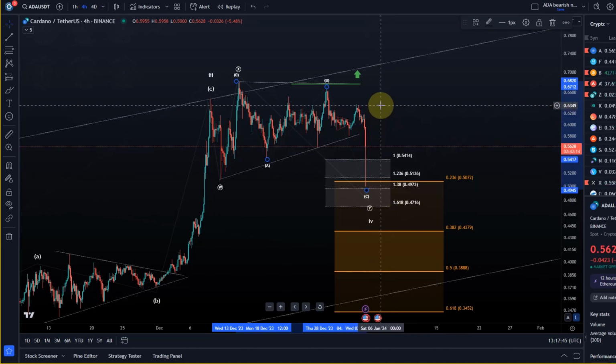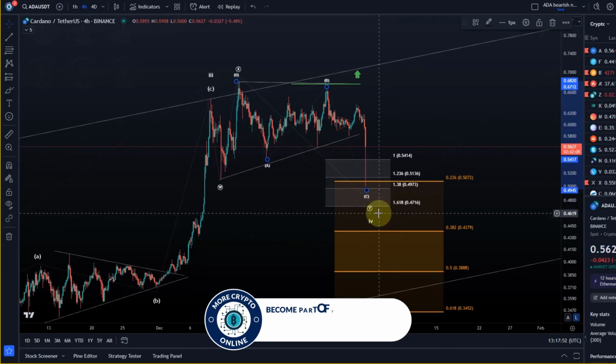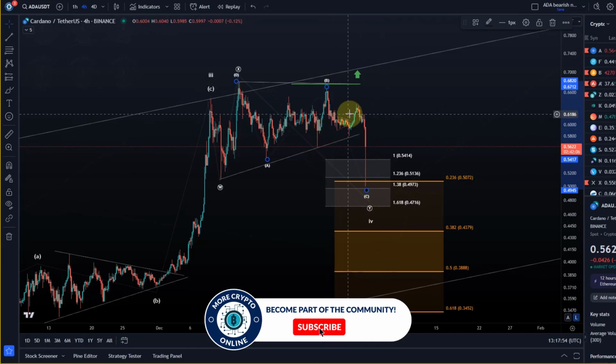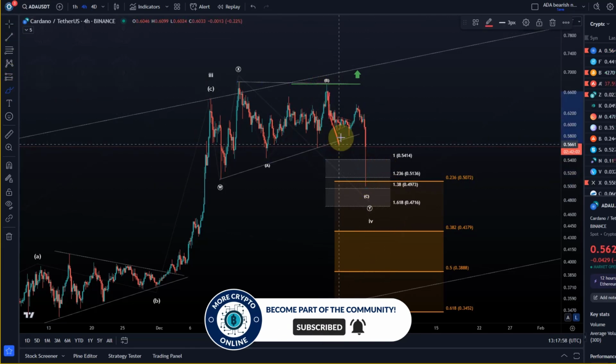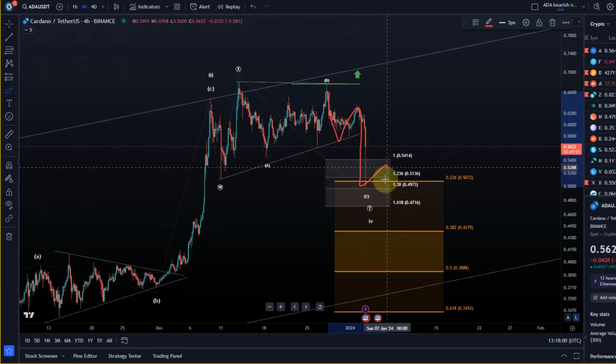So for me, it takes minimally a break above the 63.7 or 63.8 cent level to suggest that a low has formed in wave 4. It might need one more for 5 as an explanation. 1, 2, 3, 4, 5.